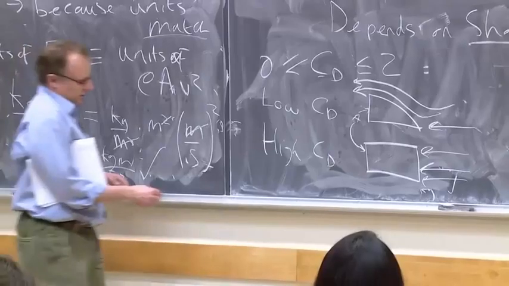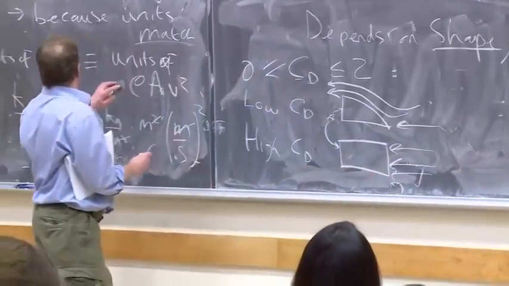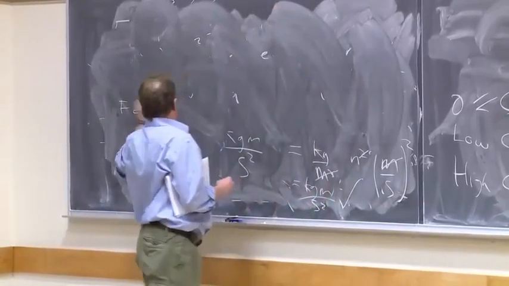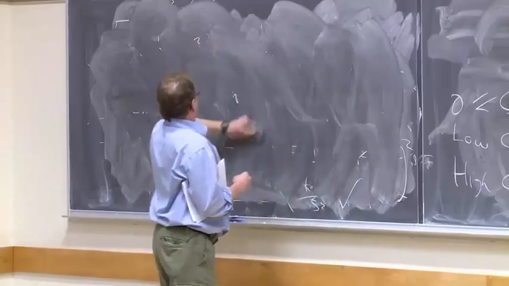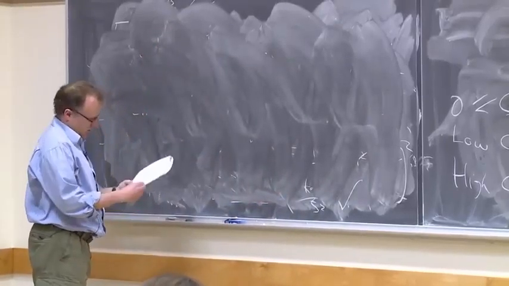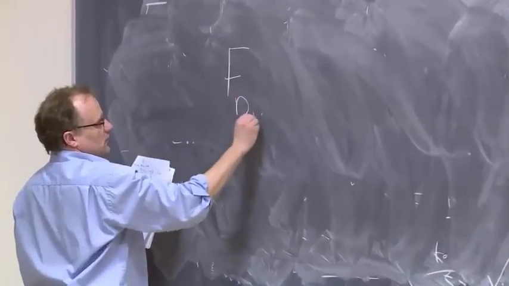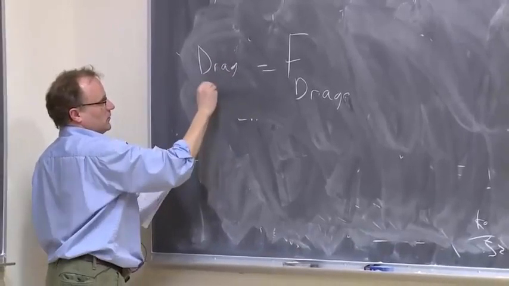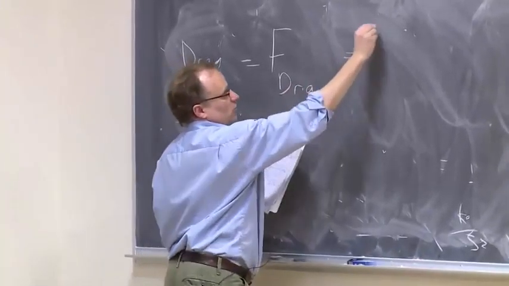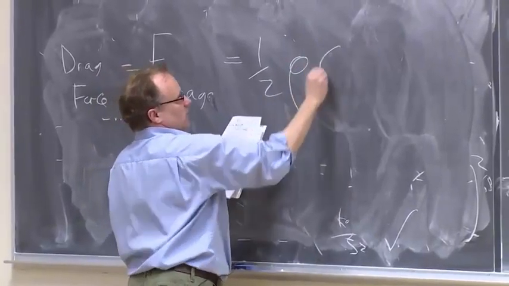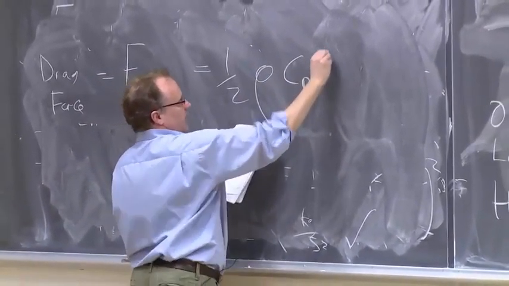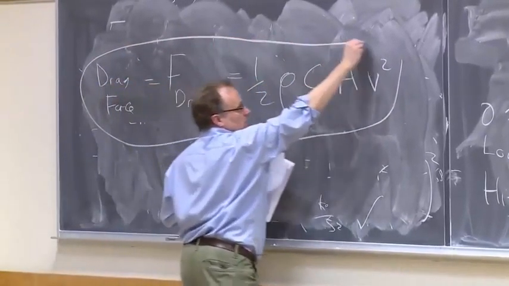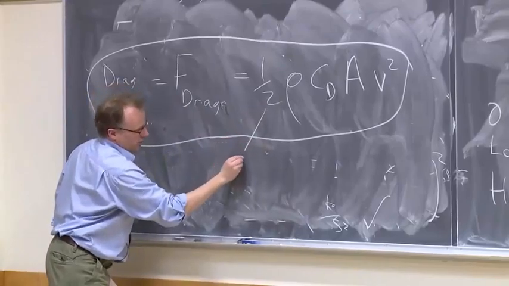One final thing. I just want to write the final equation because you're going to use it a lot in homeworks and exams, etc. So putting that all together, we end up with the drag force. Okay, the drag force or air resistance is equal to 1/2 rho CD A V squared, and the half comes from experiments.